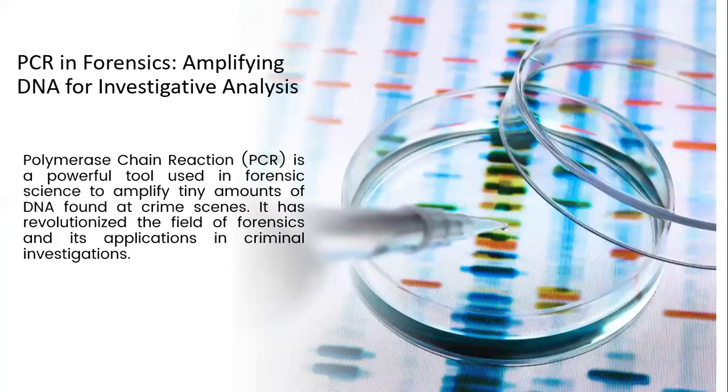But now we're going to look at PCR and forensics, amplifying DNA for investigative analysis. So PCR is a powerful tool used in forensic science to amplify tiny amounts of DNA found at crime scenes. It has revolutionized the field of forensics and its applications in criminal investigations. Like I was saying, a lot of the time, criminals could leave little genetic material at the scene. But because of the way PCR works, we could use that to make more copies of that sample and be able to analyze it better.